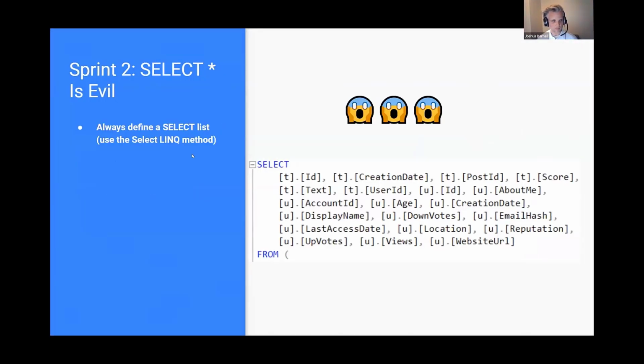Just to summarize on sprint 2, select star is evil. I think when you're writing Entity Framework, there are exceptions to any rule, but in general, I would say you should always be running that select function when you run Entity Framework queries. That should just be a baseline choice you make.